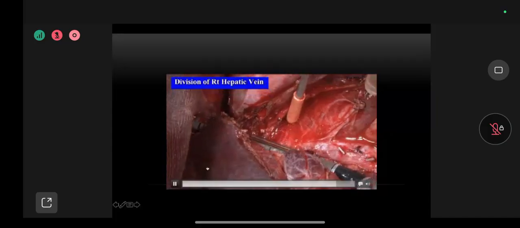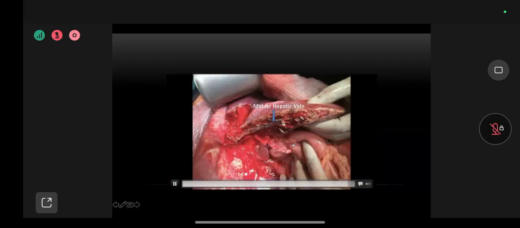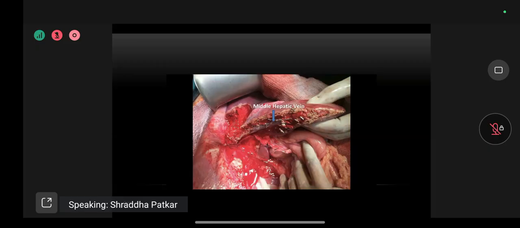Again, the last step is always the division of the right hepatic vein and the complete tumor. So if you realize, it's not appreciated, but the lesion becomes very soft by the end of the surgery, because you have taken all the vessels which were supplying it.